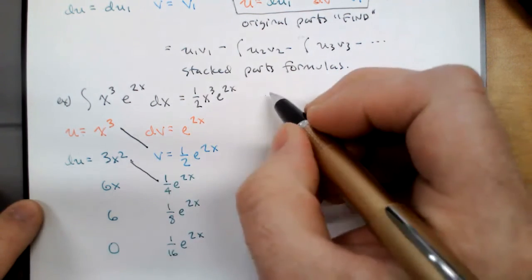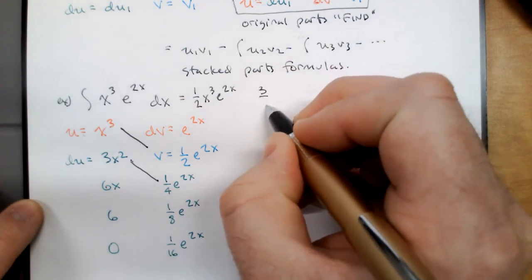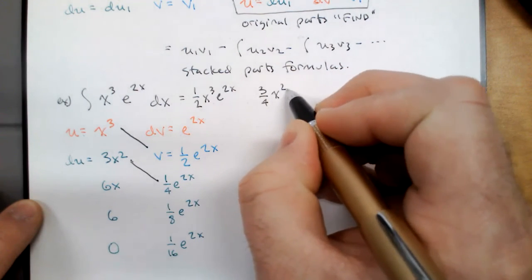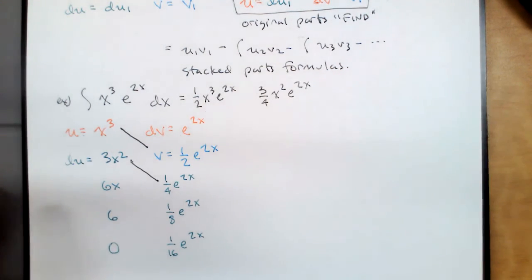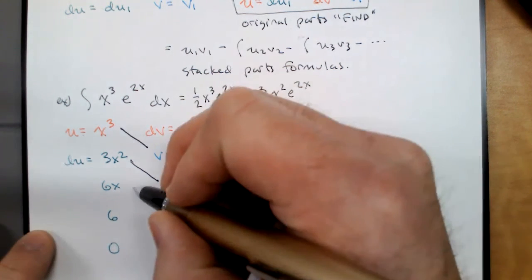So it's going to be 3/4 x squared e to the 2x. Our next UV will be the 6x and the 1/8 e to the 2x.